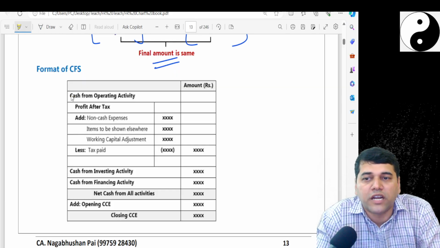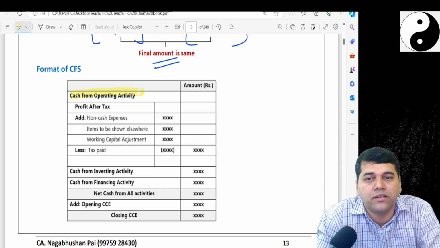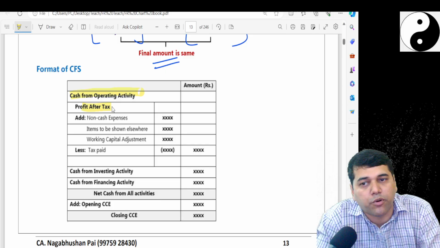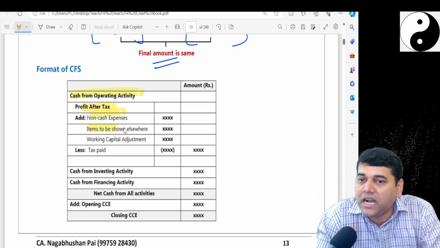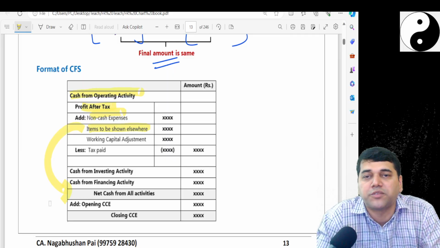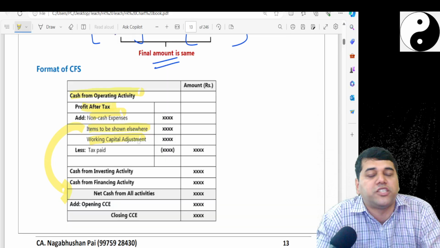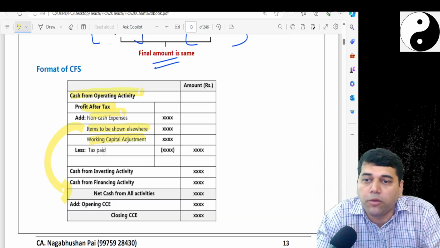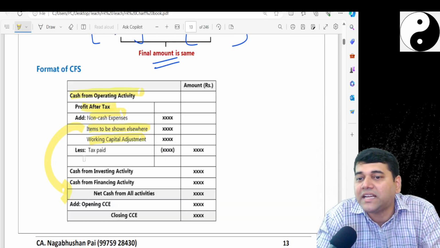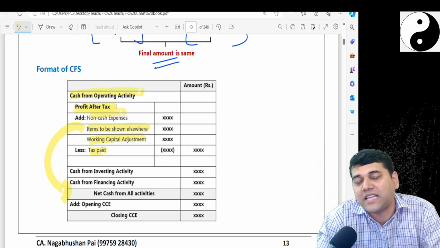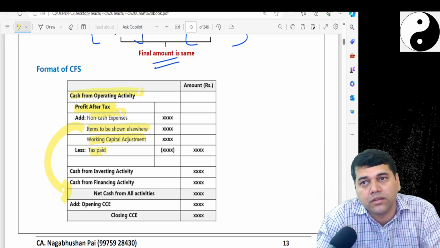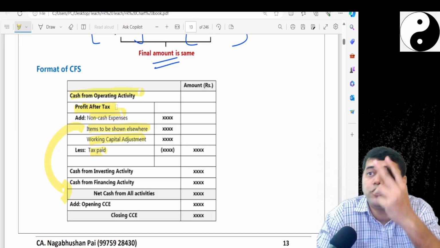Always you start from cash from operating activity. If you follow the indirect method, you start with PAT. Just look for three items: non-cash items, items that should be shown somewhere else as investment or financing, and working capital adjustment. And if it is an operational tax, first add back that tax and deduct that tax separately. Because when you say profit after tax, tax is already deducted.